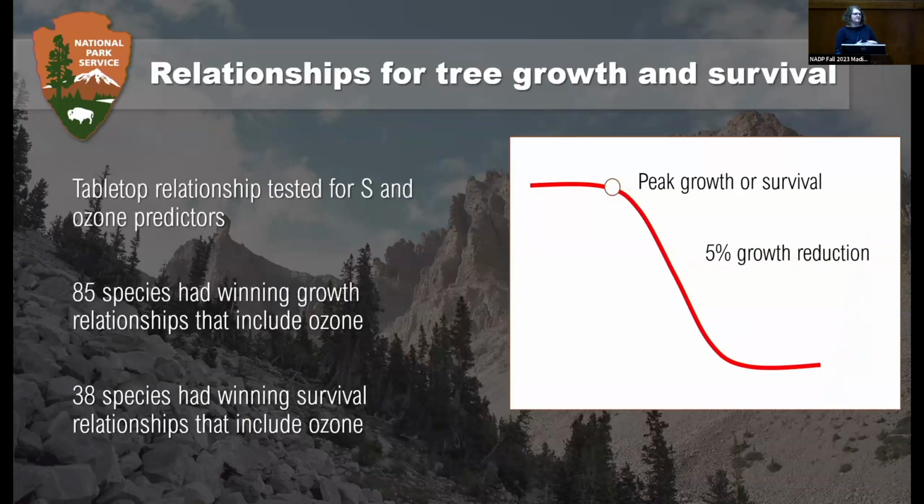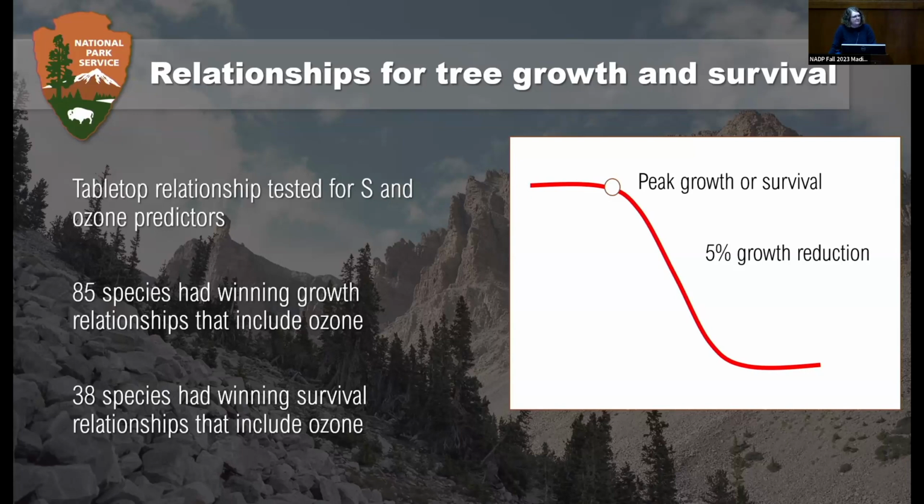In addition to decreasing or threshold-shaped curves, we're also testing a tabletop relationship for sulfur and ozone. We're hoping with this relationship of ozone to growth or survival to really capture the fact that many species appear to be tolerant up to a point and then can have a really sharp decline. So we call that sharp decline point the peak growth or survival, kind of the tabletop edge.